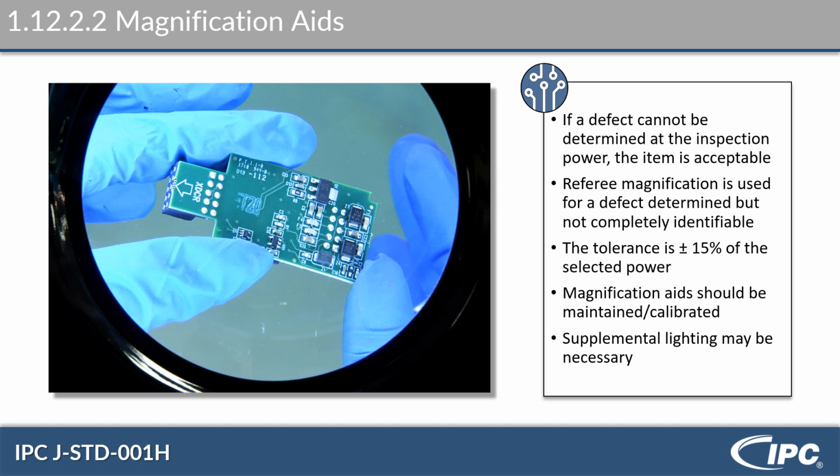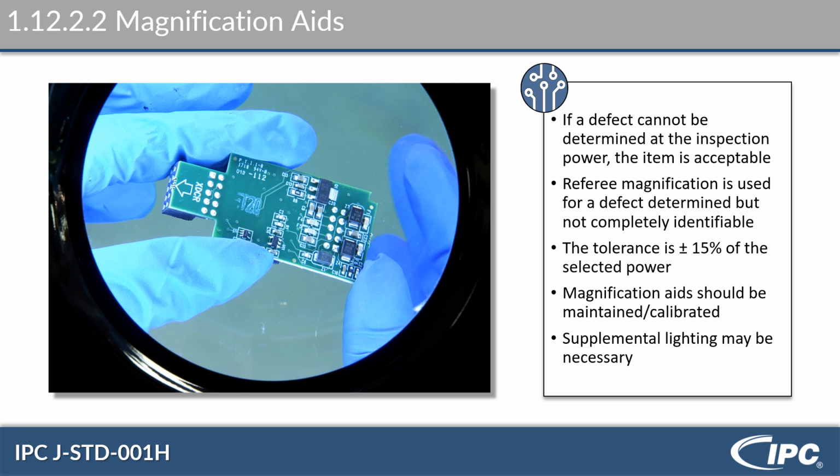Referee magnification is used for a defect determined but not completely identifiable. So if you see something and say, look, I see something is there. Is that a piece of fluff? Is that dirt? Is that a shadow? What is that? That's when they use referee magnification and go up a notch. Like, okay, can they zoom in and see? The tolerance for magnification aids is plus or minus 15% of the selected power.